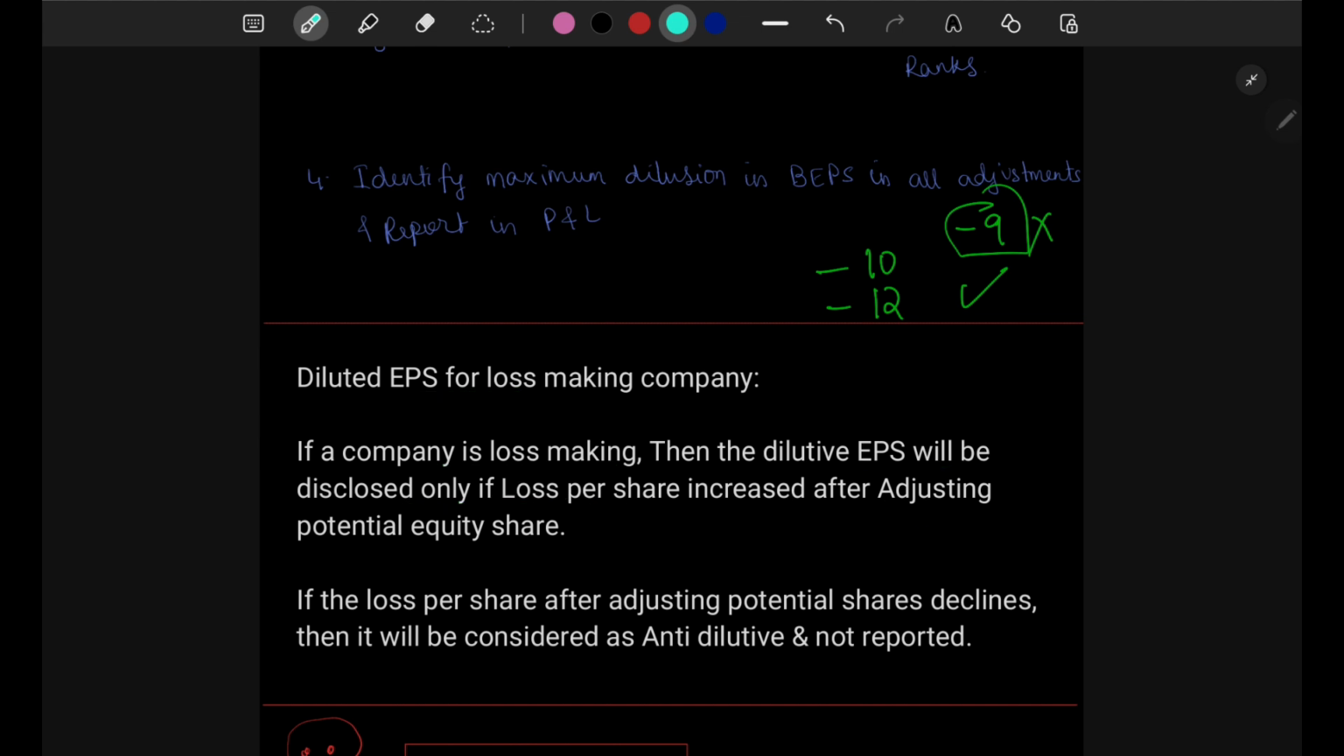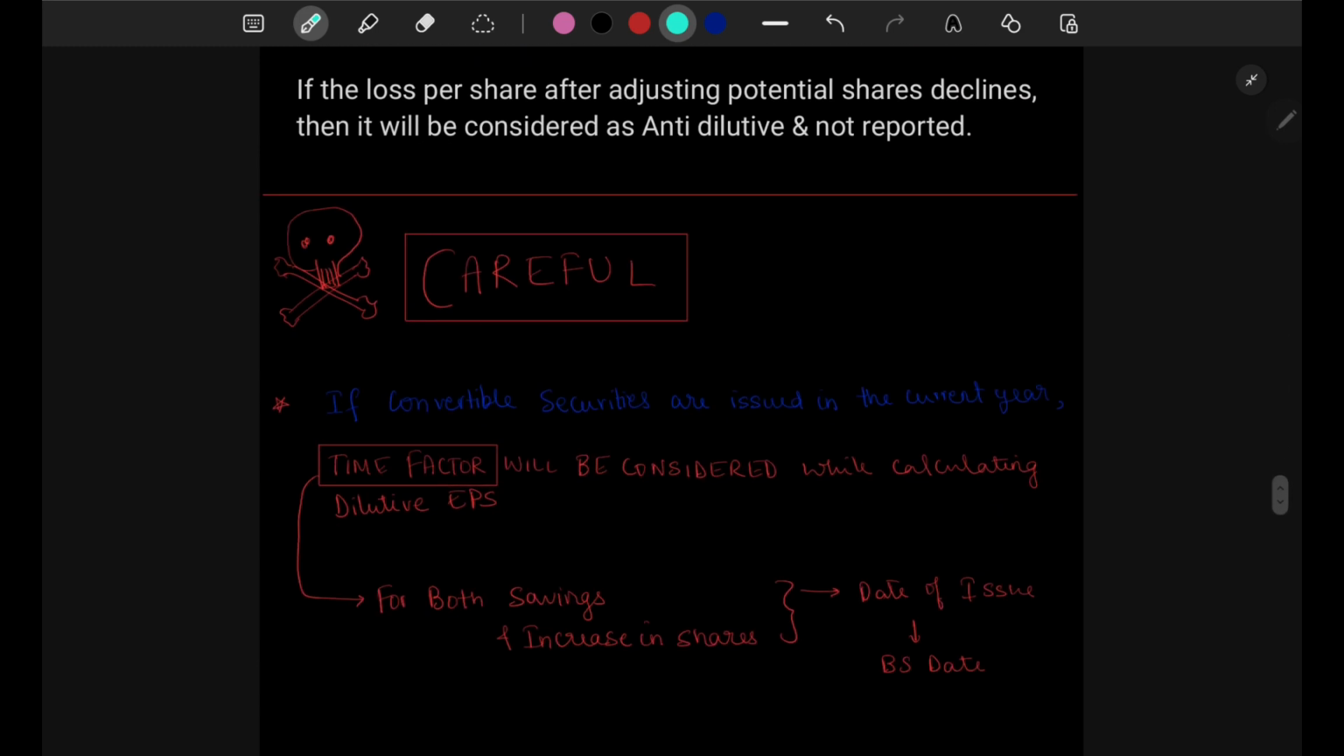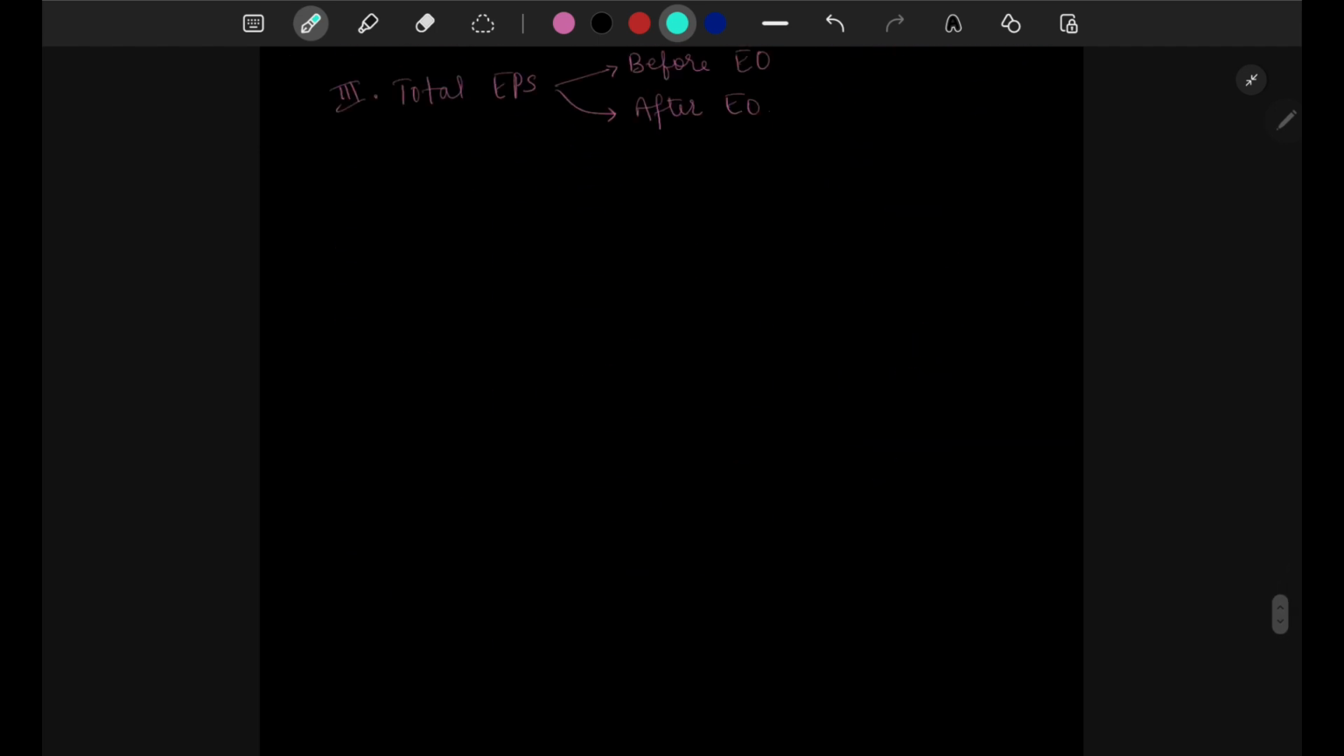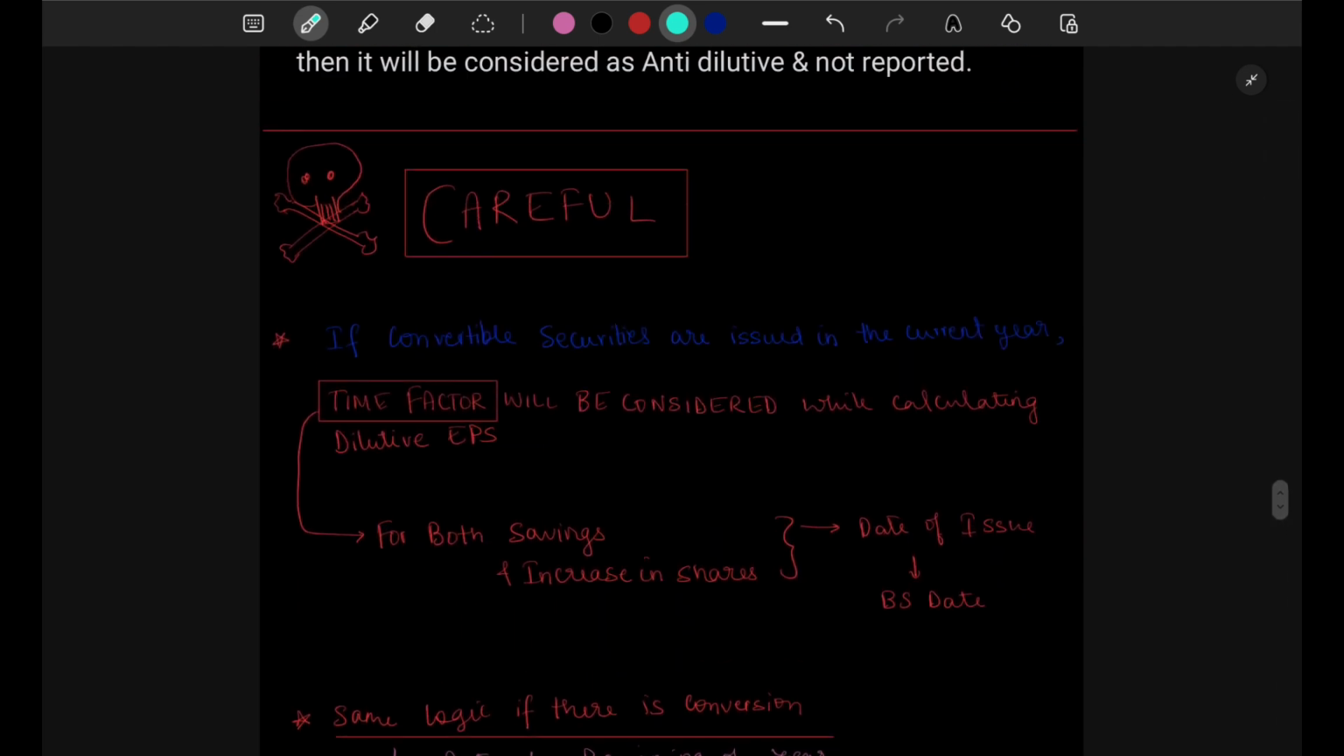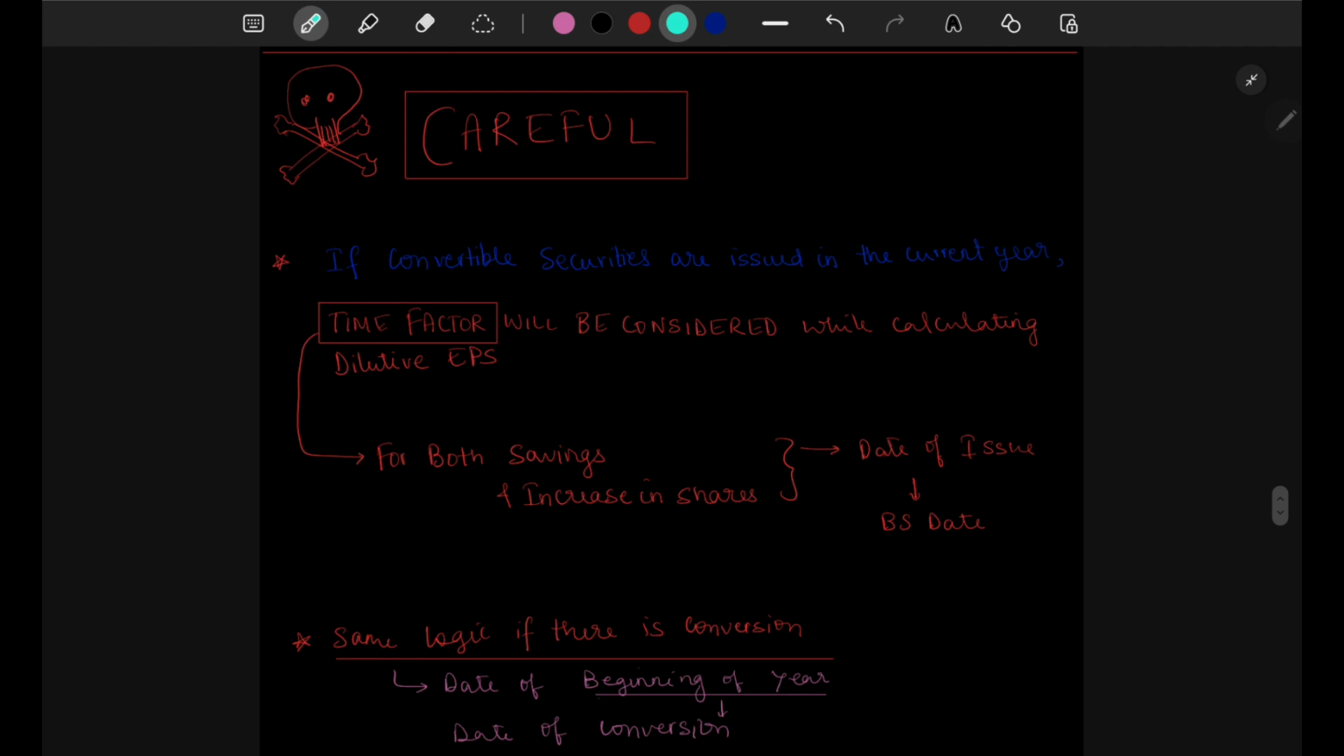If a company is loss making, then diluted EPS will be disclosed only if loss per share increases after adjusting for potential equity shares. If the loss per share after adjusting the potential equity shares declines, then it will be considered anti-dilutive and not reported. That's pretty basic common sense, right? So these are the places where mistakes can be made. So I've just put this big danger symbol, right?